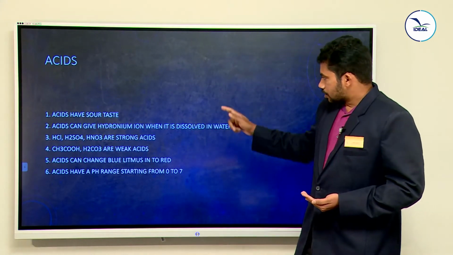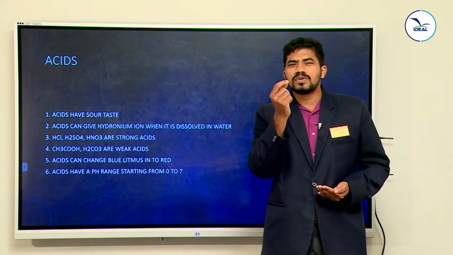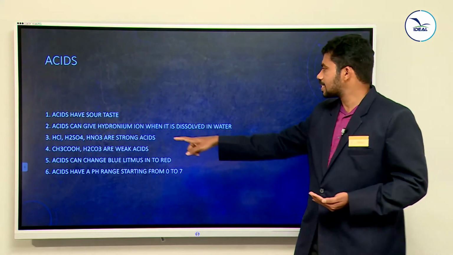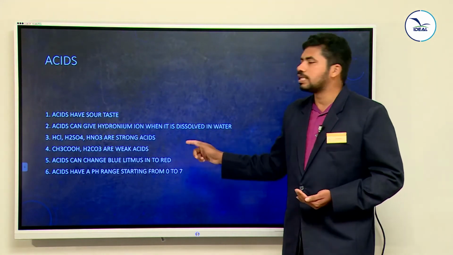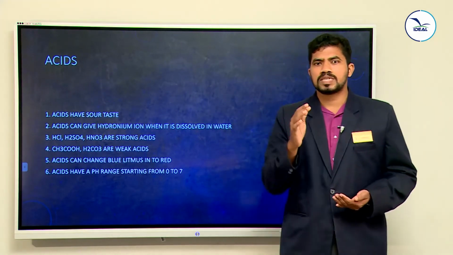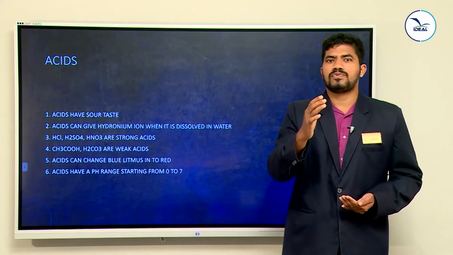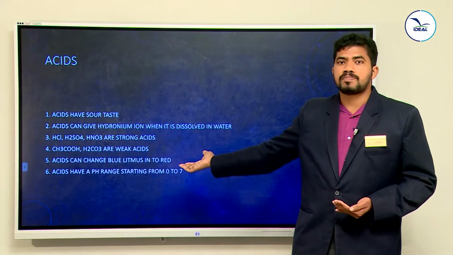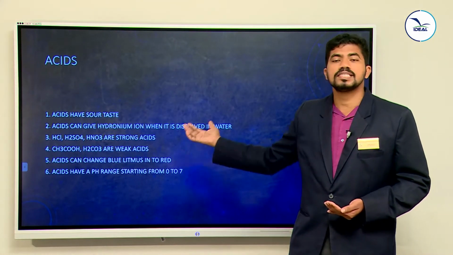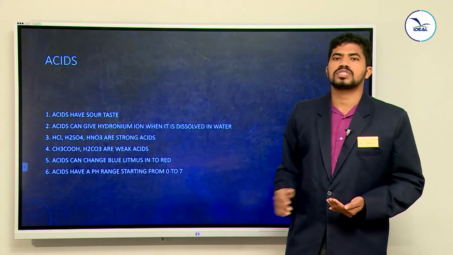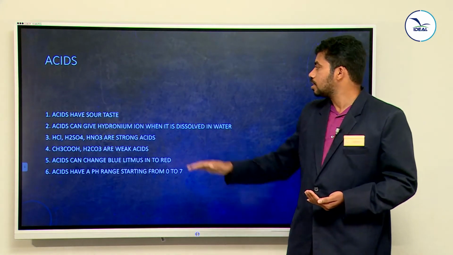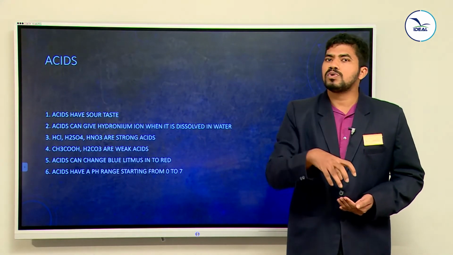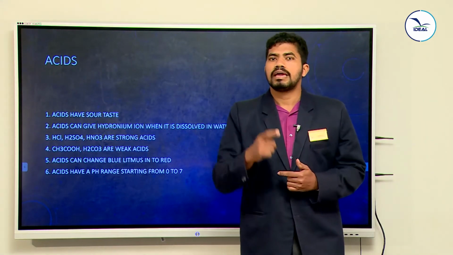Next, a very simple test to identify the presence of acid. Acids change blue litmus into red. By using litmus paper, we can identify whether the given solution is acidic or basic. If you dip blue litmus into a solution of acid, that blue litmus paper will be converted into red litmus paper.